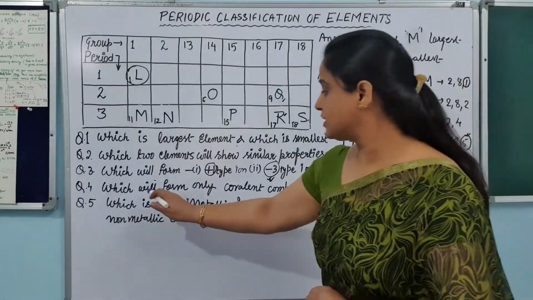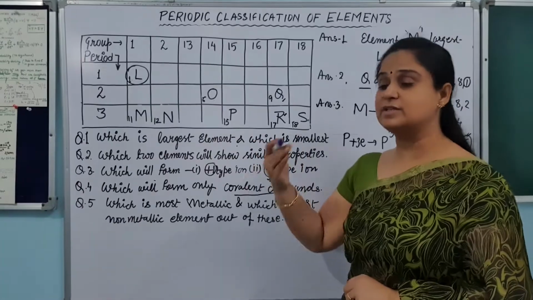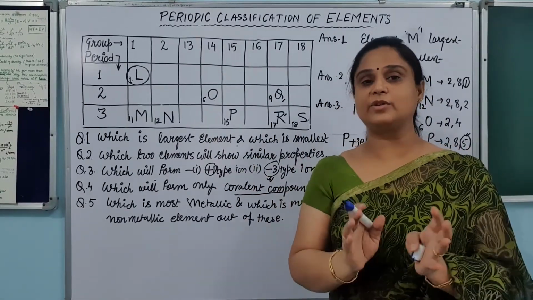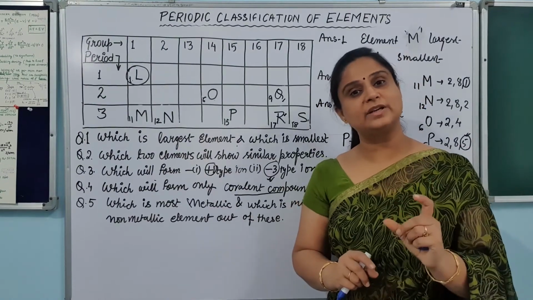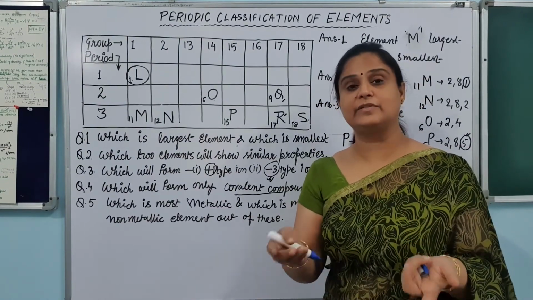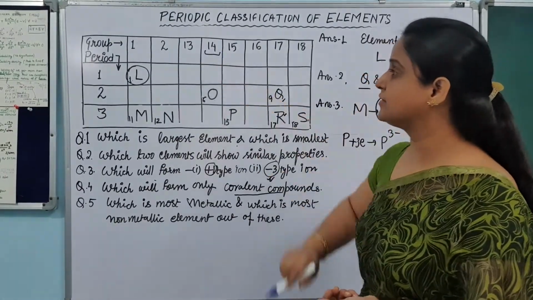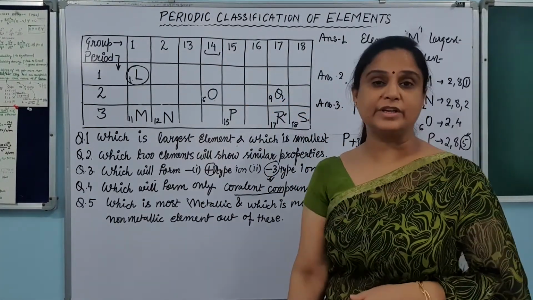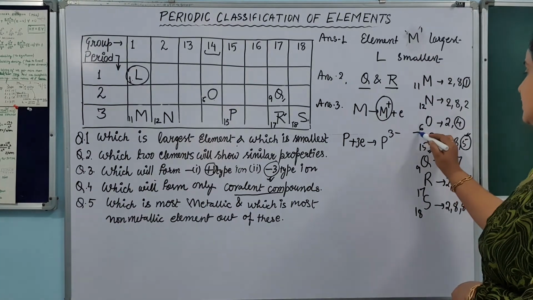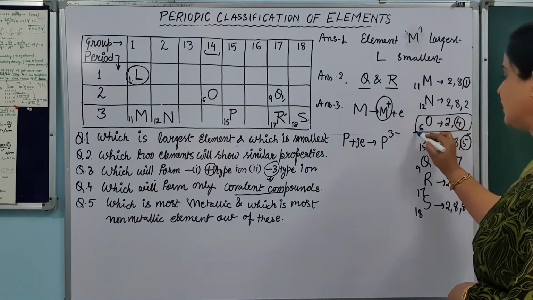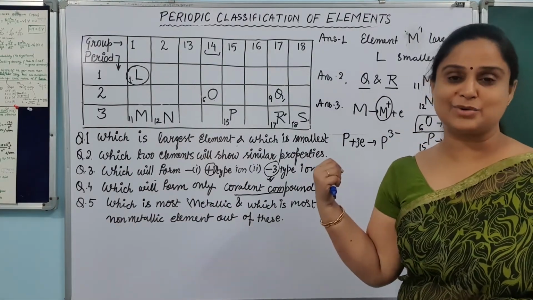Next is which will form only covalent compounds. Out of these कौन सा element है जो कि केवल और केवल covalent compound बनाएगा? The element which is having 4 electrons in the outermost shell, what will it do? It will go for sharing. And what is the group of the element which will show this kind of configuration? 2, 4. Look at this 2, 4. This is going to share the electrons and will make covalent compounds only. Here this is not oxygen, है ना?